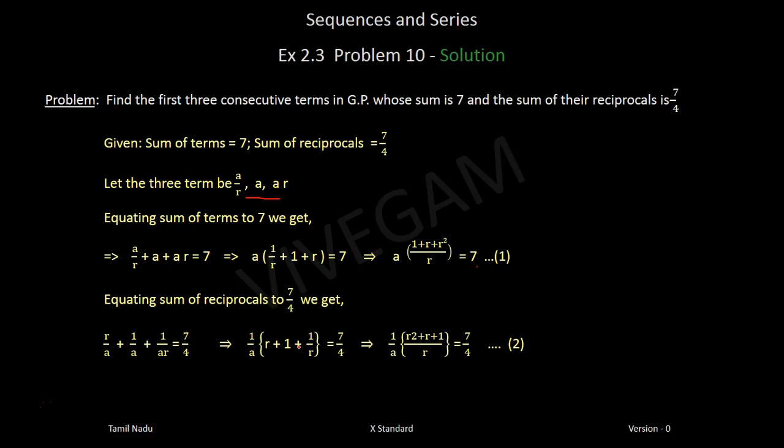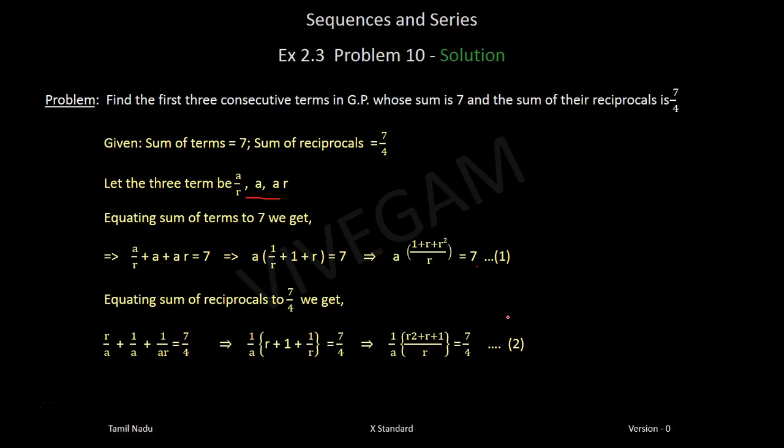So if you divide these two, you will get A square will be equal to 4 and A will be equal to plus or minus 2. That's what you'll get. But anyway, since we have taken LCM here, you take LCM here also. So what will happen? R square plus R plus 1 over R will be equal to 7 by 4 when you take LCM for this.